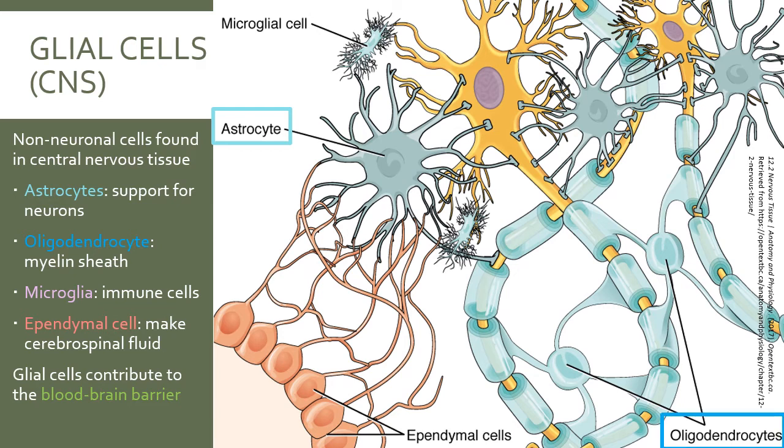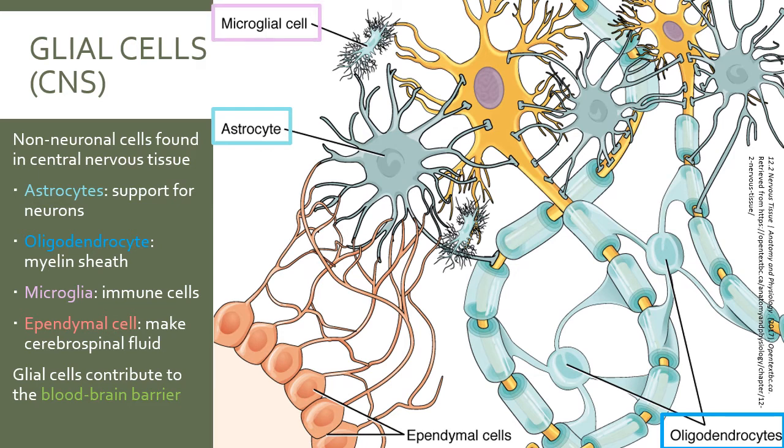Next up are oligodendrites. One oligodendrite can actually have many different projections that wrap around the axons of multiple neurons, forming the myelin sheath. So in the CNS, the central nervous system, one oligodendrite can provide myelin sheath segments for multiple neurons and multiple segments for a single neuron.